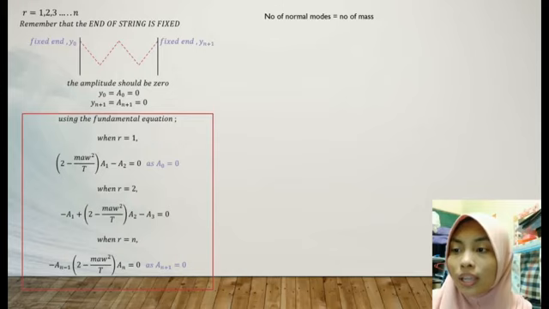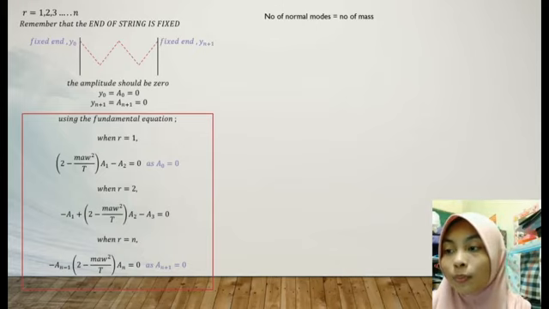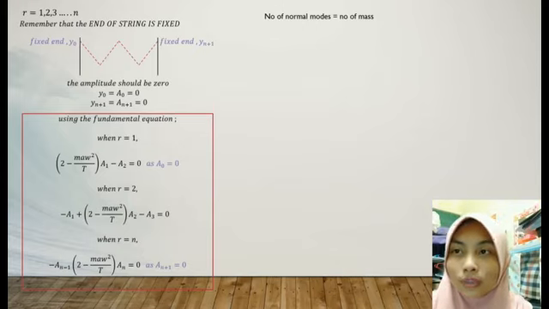Why is there no a0 there, while in the fundamental equation there is? Because a0 is equal to 0 as it is the fixed end, and the same goes for r equal to 2, and also for r equal to n. Also always remember that the number of masses is equal to the number of modes.